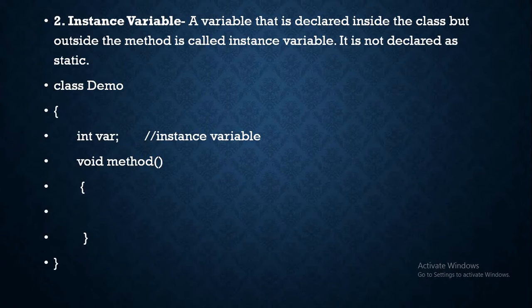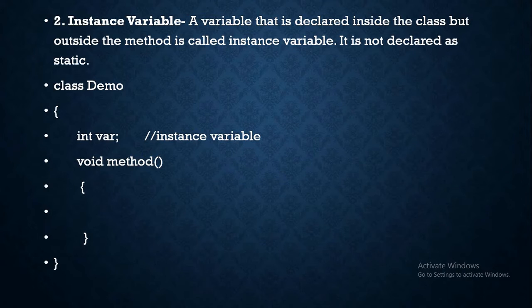So the instance variable: a variable that is declared inside the class but outside the method is called the instance variable. It is not declared as static. Again, the question comes, what is static? Static is inside the class, and local is inside the method. Definitely, we will talk about that. So class demo: inside the class we have made one variable, int var. What is it? It's an instance variable. Remember it.